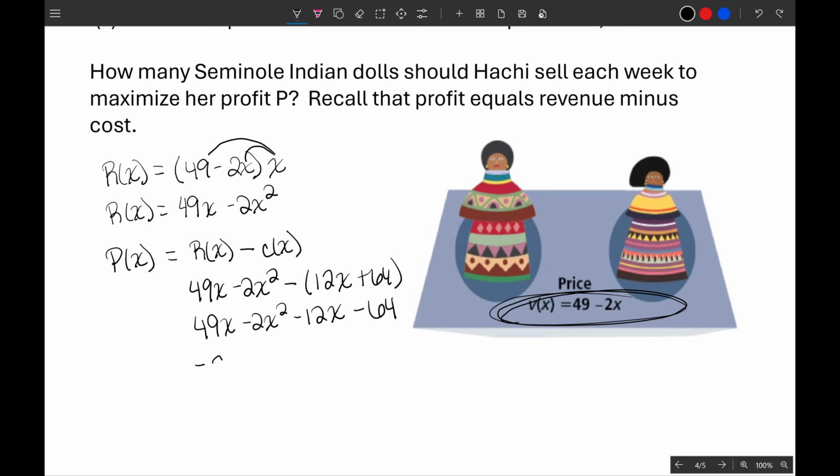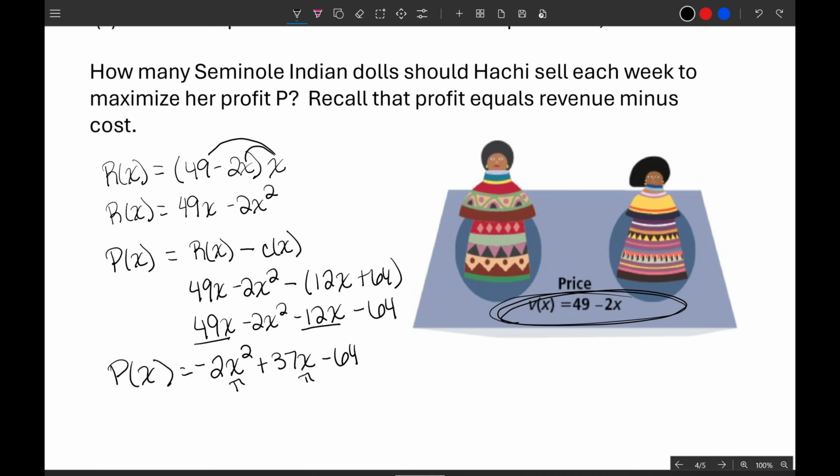So if I combine like terms, put this in order, I get negative 2x squared. 49 minus 12 gives me 37x minus 64. So this is the profit I will make. If I know how many dolls I'm going to sell, I can figure out the profit that I will have, which is how much I'm actually going to make after I pay everything that it costs me to make the dolls. Now, the question is, how many Seminole Indian dolls should she sell to maximize her profit?